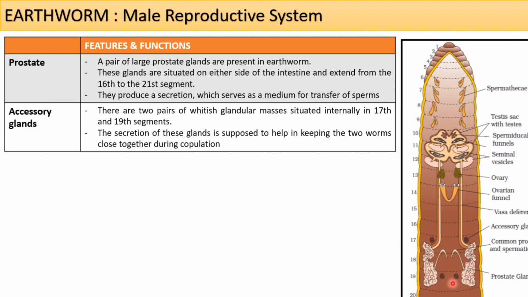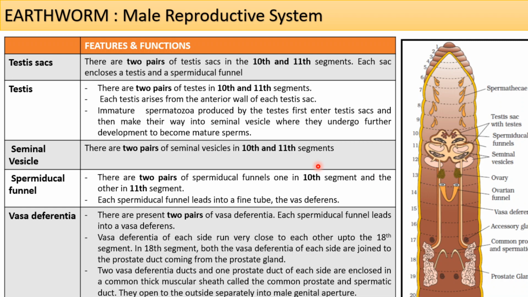And accessory glands, if you can see these accessory glands, the 17th and the 19th segment. Look, two pairs again, one in the 17th, one in the 19th. The secretion of the glands helps to keep the two worms close together during copulation. Right? So be a little careful with the reproductive system in the earthworm, right?